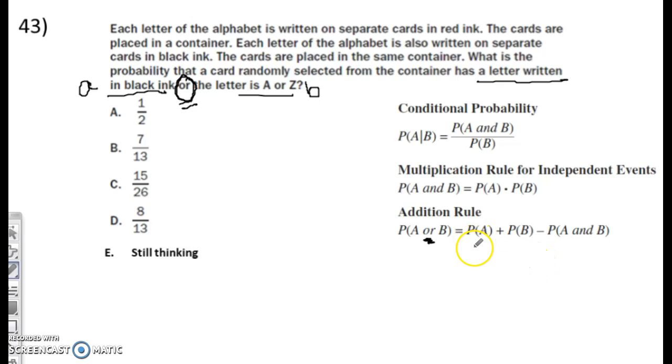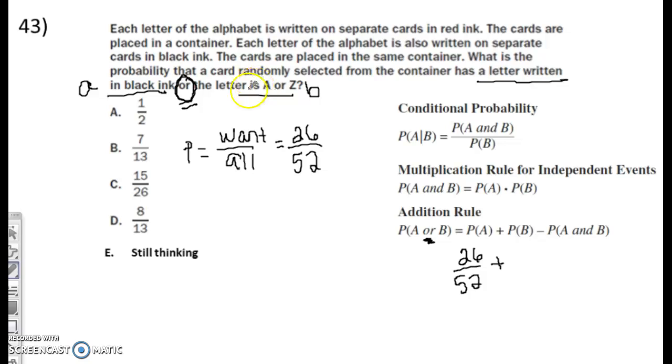So the probability of A, remember probability is what you want to happen, the favorable outcomes over the total. So for A, we want a letter written in black ink. Well, there's 26 letters in the alphabet, so there's 26 that are in black ink, and we put in the alphabet in red and in black, so the total would be 52. So the probability that we get a letter written in black ink would be 26 out of 52.